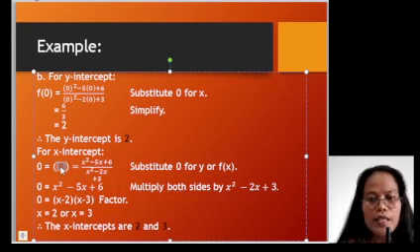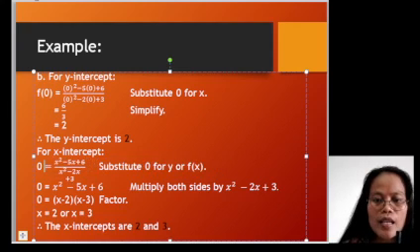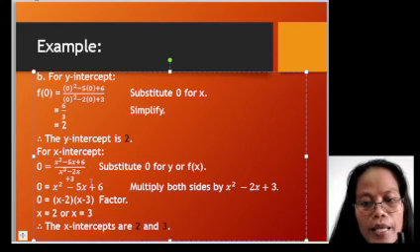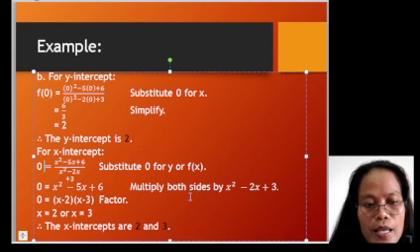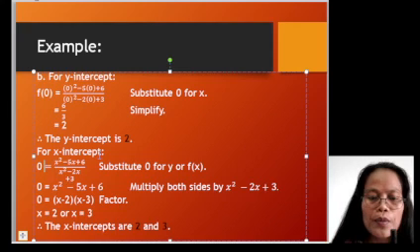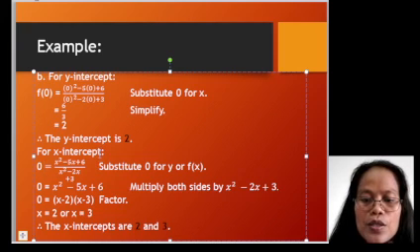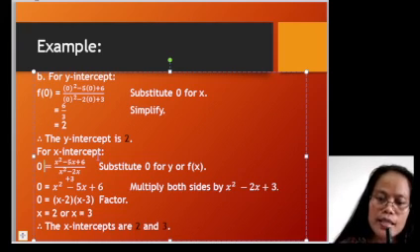So we have here 0 times x squared minus 2x plus 3 is 0. So we have 0 here at the left side, and here at the right side of the equation, we also multiply x squared minus 2x plus 3. And we can apply cancellation, and the remaining is x squared minus 5x plus 6.